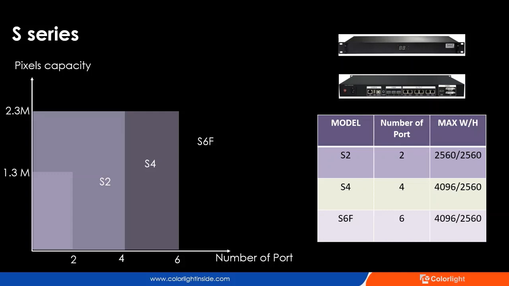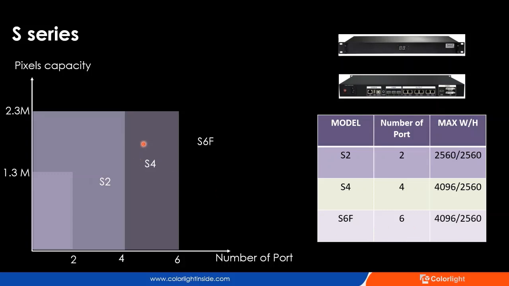Firstly, we are talking about the X-Series. The X-Series is a colorless sender, which displays the video source on the screen pixel by pixel, and there is no video processing function built in. Currently, there are 3 modules in the X-Series. X2 has 2 outputs, X4 has 4, and X6F has 6 outputs and a 2.5 GB fiber output.